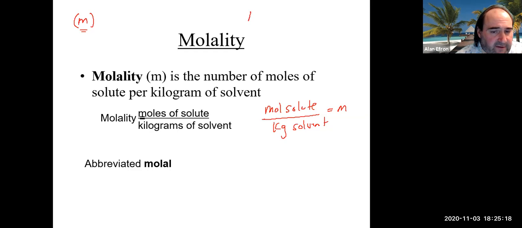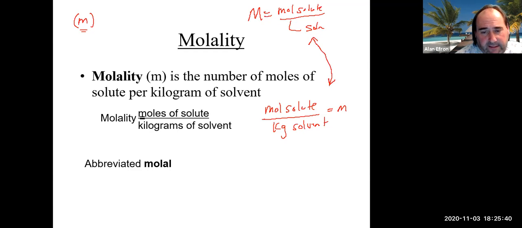That's not to be confused with big M, which is molarity, which is moles of solute over liters of solution. So these are two different things. One has to do with the liters of solution, the other is just the kilograms of the solvent by itself. By the way, in case you ever need to go between these two, the thing that really ties them together is density. The density of the solution would allow you to go from one unit of concentration to the other.